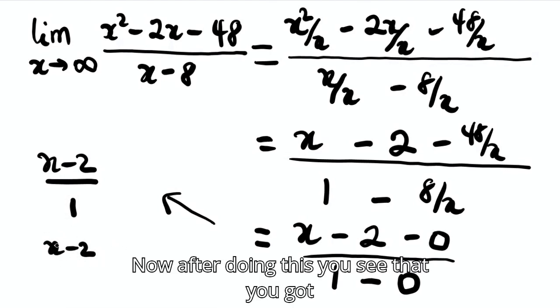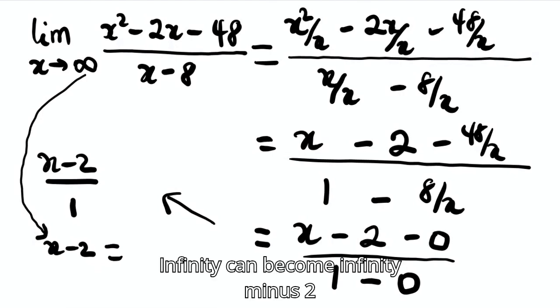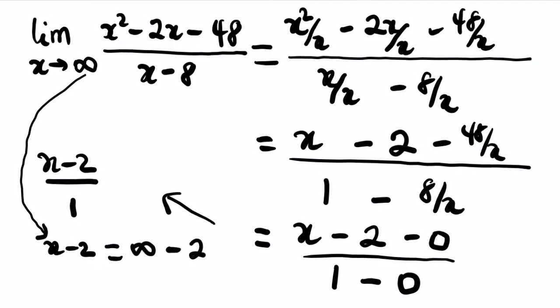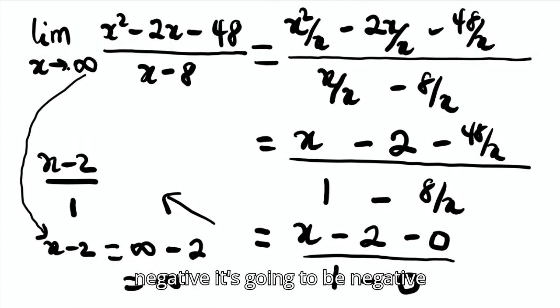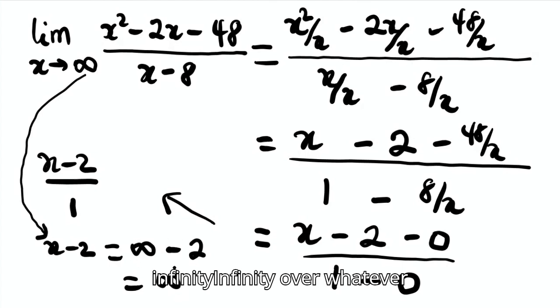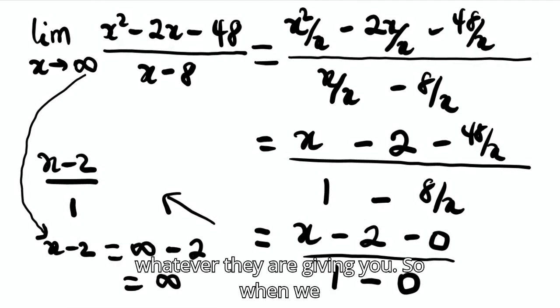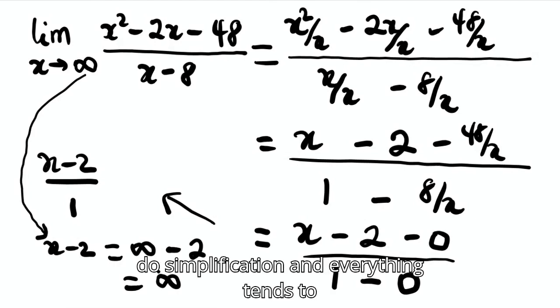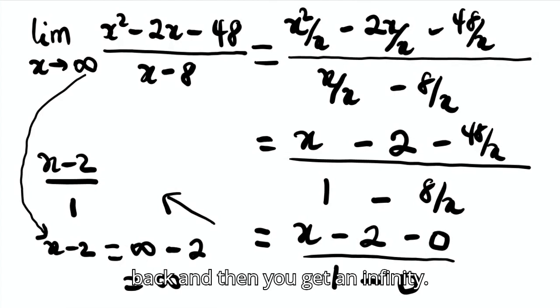Now, what's the actual value? After doing the simplification, you see that you got this, right? After you got this, put the infinity inside it. Infinity becomes infinity minus 2. Infinity minus 2 is just equal to infinity. So if it is positive infinity, it's going to be positive. If it's negative infinity, it's going to be negative infinity. Negative infinity minus 2 is still a negative infinity number. So it depends on whatever they are giving you. When we do the simplification and everything tends to 0 and you see an x component that's not a denominator, put the value back inside and then you get an infinity.